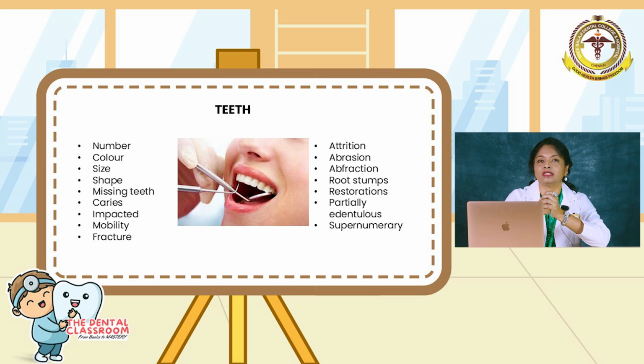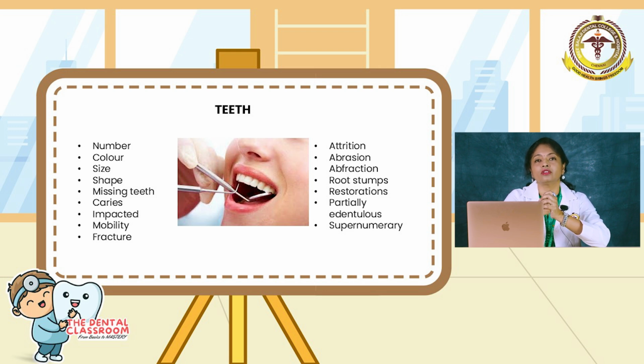We look for missing teeth. Missing teeth may be because of extraction of any of the teeth or congenitally missing teeth. From birth itself, the patient might not have teeth because of various systemic diseases, endocrine diseases, or any syndromes associated with it. Then we check for dental caries, impacted teeth, mobility. Mobility has to be recorded according to Miller's classification of grade 1, 2 or 3, and then we check for any fracture of the teeth.